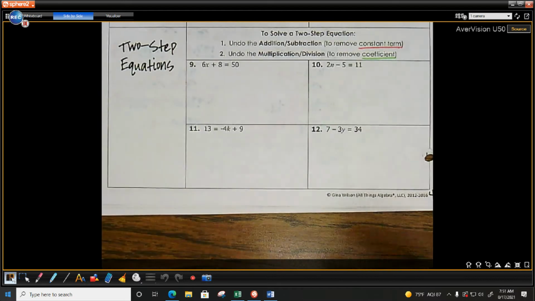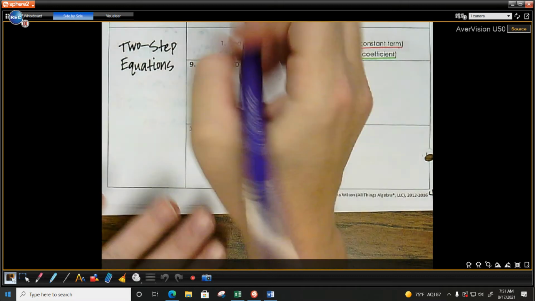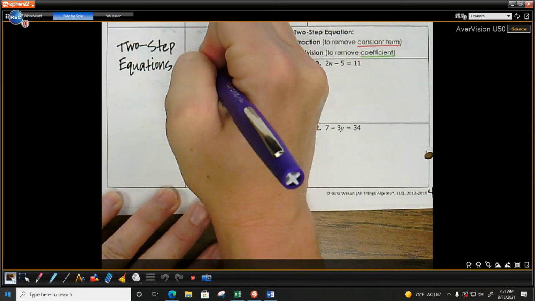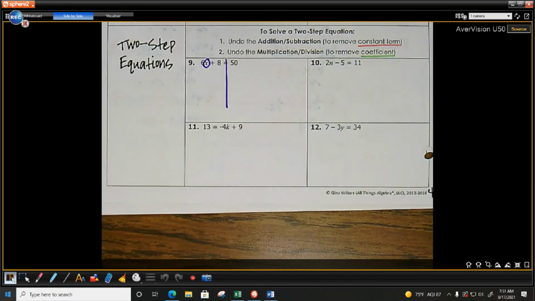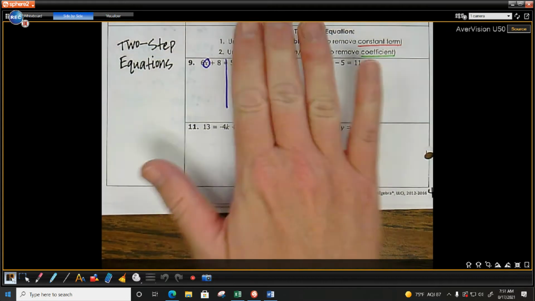Okay, same thing we did before. We're going to draw a line through the equals, and we're going to circle our variable, because my goal is to get the variable by itself. Notice when I'm circling the variable, I'm not circling the coefficient with it. I'm just circling the variable. Okay? So, on that left-hand side, I have a 6 and an 8.